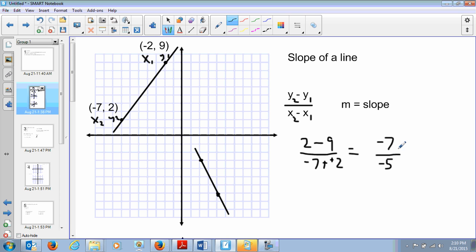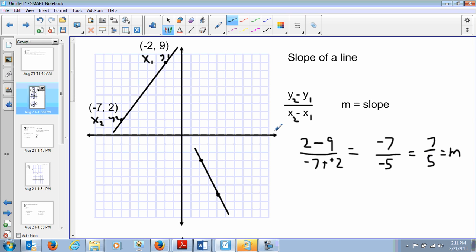Now something you'll notice here is that both of these are negative. When you have a negative over a negative, it really equals a positive. So our real answer is going to be 7 over 5. That's going to be the slope of our line. A couple things to talk about here. This is a positive line. I know that just by looking at it. From left to right, it's going up. So if it goes up, that means it's positive. You should have a positive slope. I ended up with a positive slope.